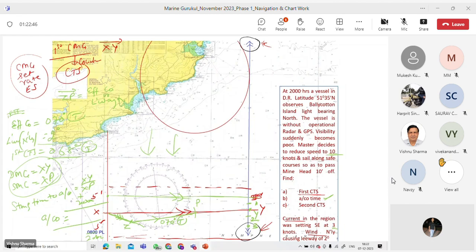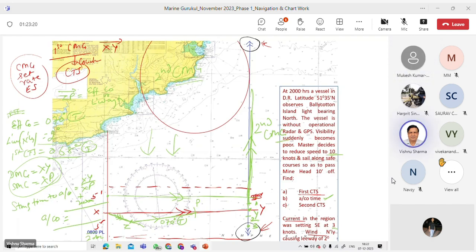Now, when I reach the transferred PL, my second CMG, mind you, I'm saying second CMG, not CTS, will be along the transferred PL, either northwards in this case or southwards. Since I'm using XY as the first CMG, this becomes my second CMG. Yes or no?